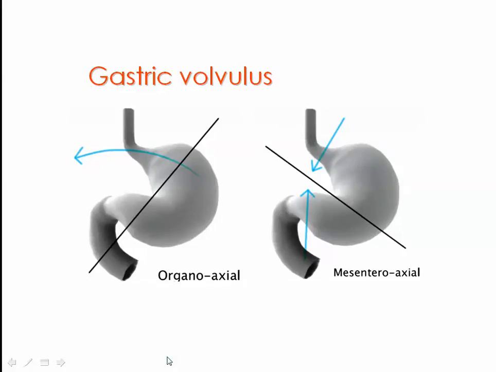Then the gastric volvulus, it means that the stomach has been rotated along a certain axis, and we have two types, the organoaxial and the mesenterico-axial volvulus of the stomach. In the cases of organoaxial volvulus, the greater curvature is above, and in cases of mesenterico-axial volvulus, the greater curvature of the stomach will be on the right side.